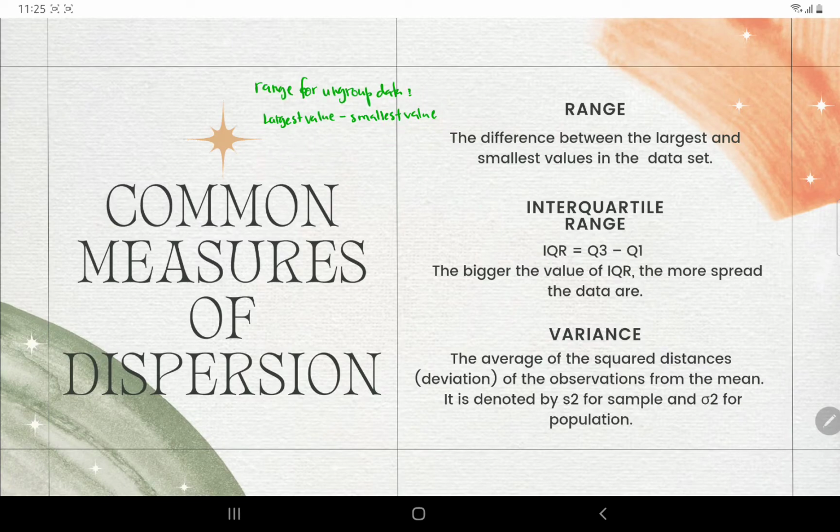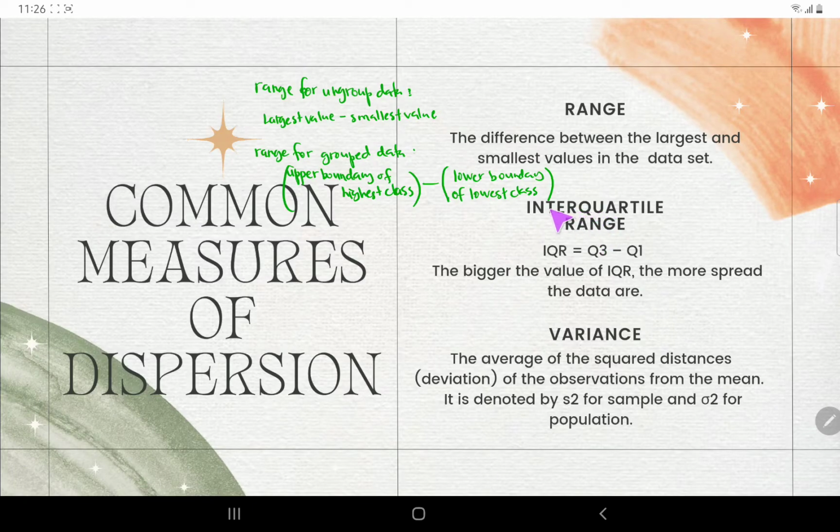Meanwhile, to find the range for grouped data, the formula is you need to subtract the lower boundary of the lowest class from the upper boundary of the highest class. That's how you find the range for both grouped and ungrouped data.